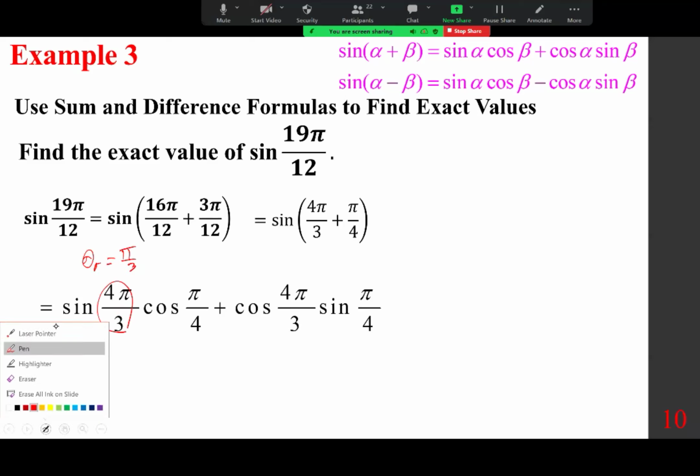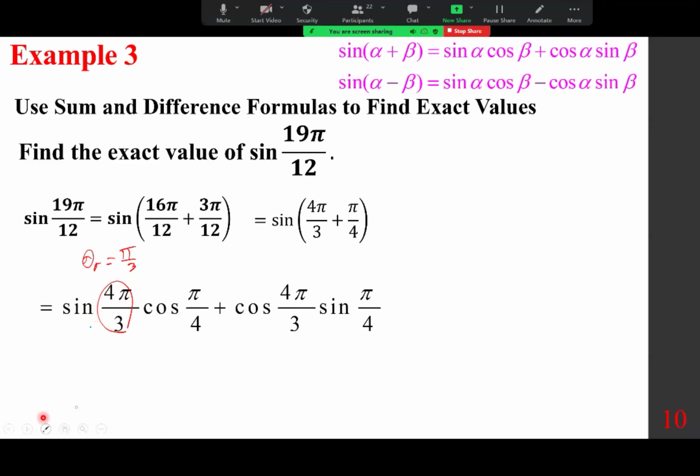Which means what? Sine of 4 pi over 3 is the same as sine of pi over 3, but could be positive, could be negative. You have to pay attention to the quadrant. Sine of pi over 3 is positive square root of 3 over 2. 4 pi thirds is in the third quadrant.